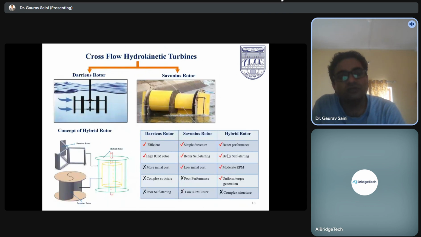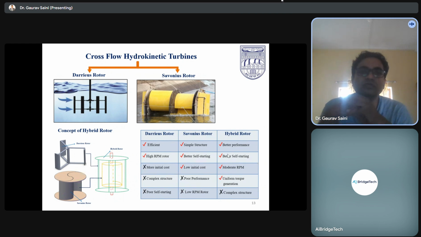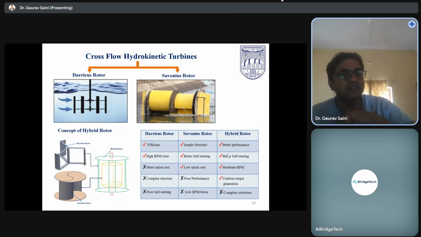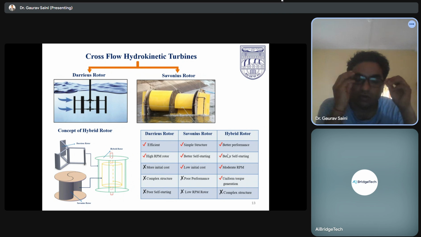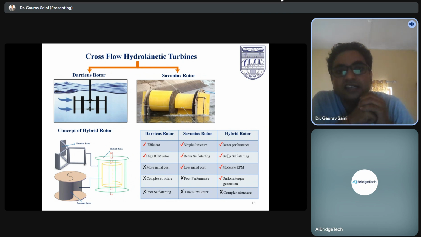So, in case of cross flow hydrokinetic turbines, we have two types of rotor. The first one is the Darrieus, and the other one is the Savonius rotor. The Darrieus basically has airfoil-type blades, and these blades can be utilized for the generation of lift and drag over the flow, the water. The other is the Savonius rotor. Savonius is a drag-based structure, and it is basically developed by having two S-shaped blades.